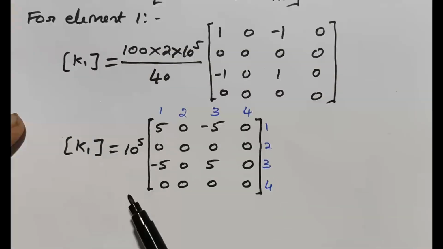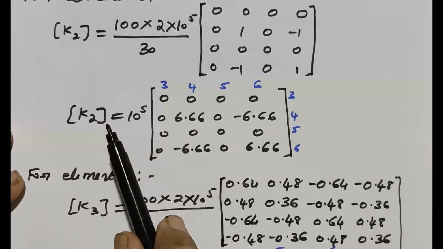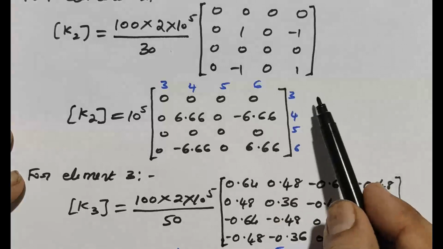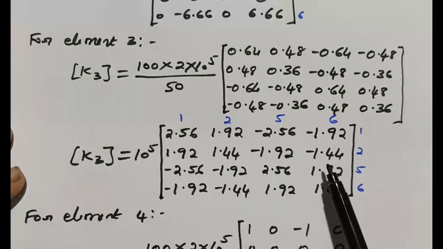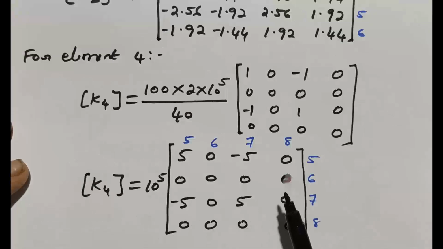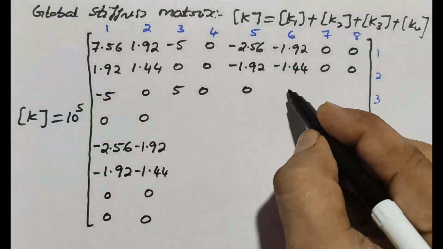See, in K1 we don't have any element corresponding to 6 and 3. In K2, the element corresponding to 6 and 3 is 0. In K3, we don't have any element corresponding to 6 and 3. In K4, again we don't have any element corresponding to 6 and 3. Therefore, the element corresponding to 6 and 3 is 0.